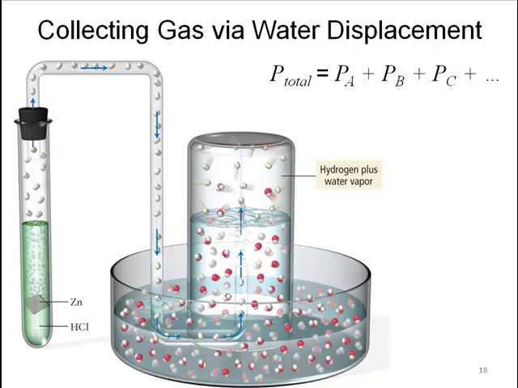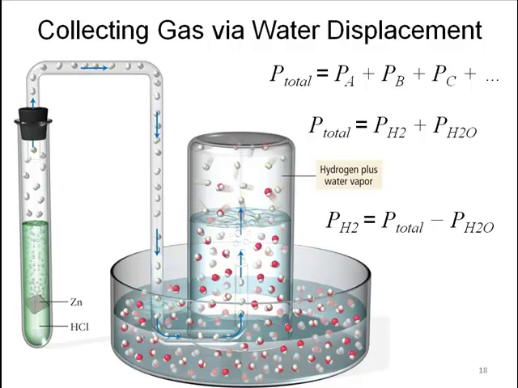So, the total pressure is the sum of the partial pressures. In this case, you got hydrogen and water. Should be a lowercase 2 and lowercase 2 there, as you know. That gives you the total pressure. If you wanted just the pressure due to the hydrogen, you would take the total pressure minus the pressure of the water.